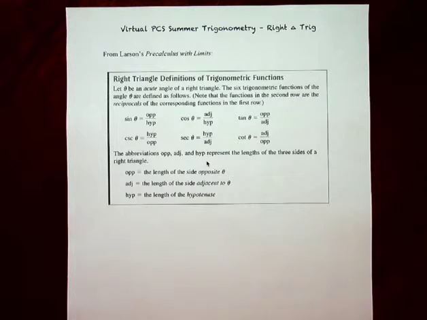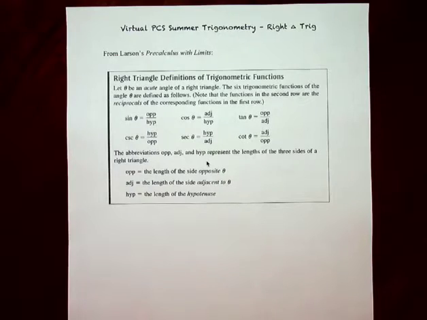Okay. And just by way of review, I've laid out here the right triangle definitions. We have sine as opposite over hypotenuse, cosine as adjacent over hypotenuse, and tangent as opposite over adjacent, with the SOHCAHTOA that you probably memorized back in geometry.